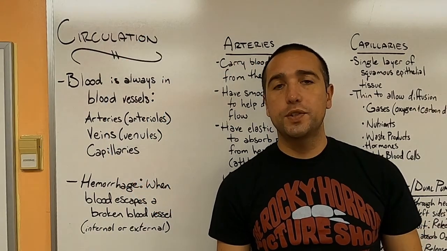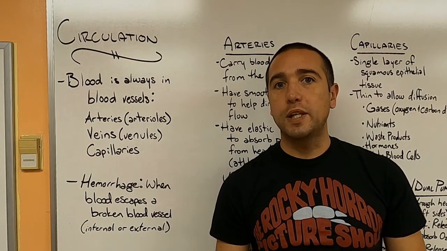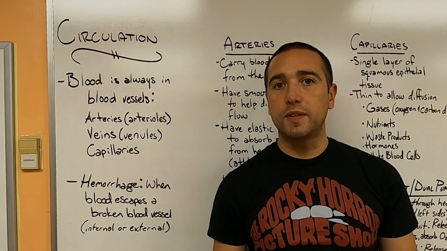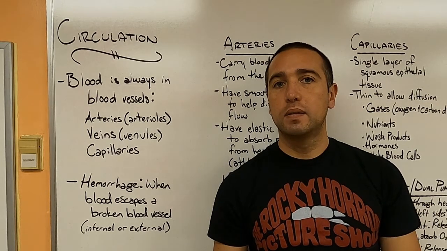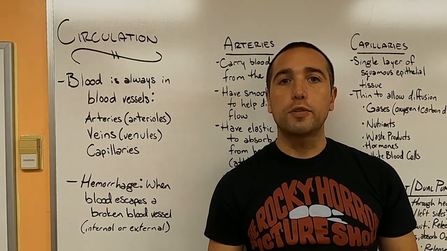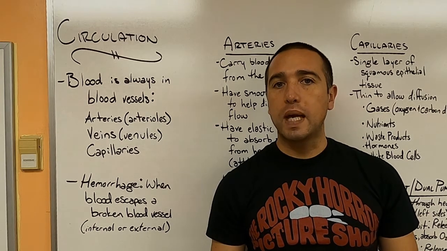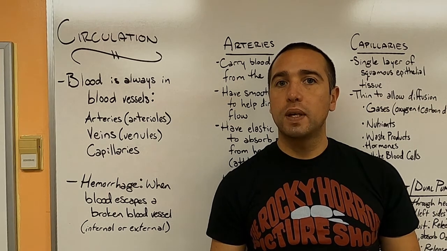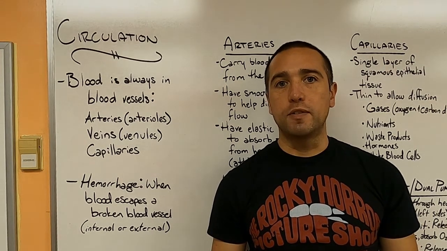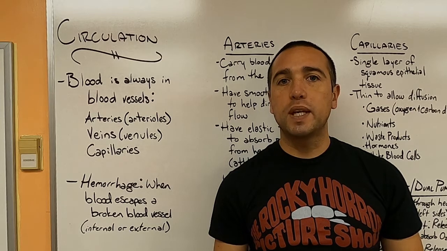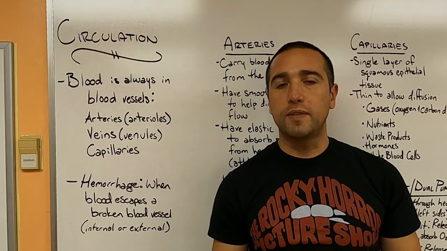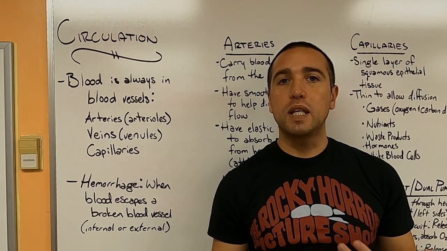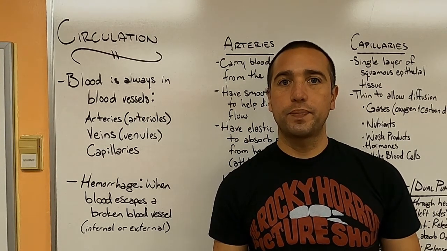So the circulatory system is what blood moves through in your body. What a lot of people don't realize is that blood is always within blood vessels when it's in the body. And those blood vessels would be arteries, veins, or capillaries. Arterioles are small branches of arteries, and venules are small branches of veins. Now, if the blood escapes those blood vessels, then it's called a hemorrhage. A hemorrhage is when blood leaves those broken blood vessels.